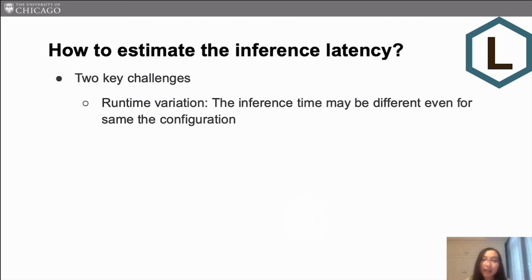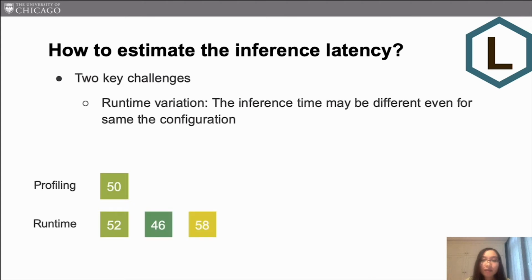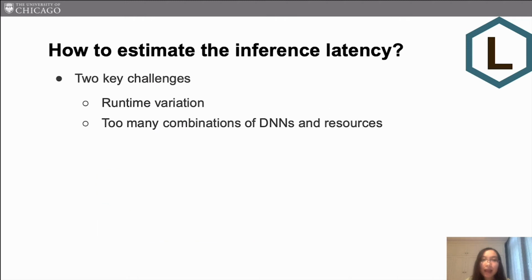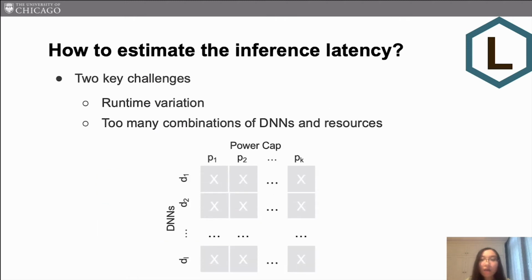Let's first go to the latency. To solve this problem, there are two key challenges. First, the runtime variation. The same configuration may lead to different latency at different times. Thus, static profiling is not useful during the runtime. And there are too many combinations of DNNs and resources. We have to predict latency for all these configurations.